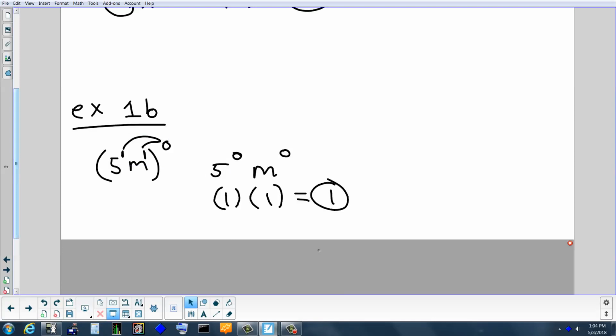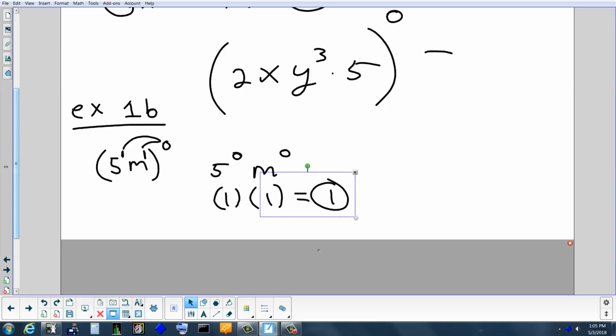1. Okay? So kind of the shortcut is if you have a bunch of stuff in parentheses and it's all raised to the 0 power, it's always going to come out to 1. Doesn't matter what you write. 2xy cubed times 5. If it's all to the 0 power, it's all going to come out to 1. Anytime you've got parentheses and a bunch of stuff inside with a 0 exponent outside, it all comes out to 1. If you forget it, you can do it out like this each time, but it's always going to come out to 1 times 1 times 1 times 1, a bunch of 1s.